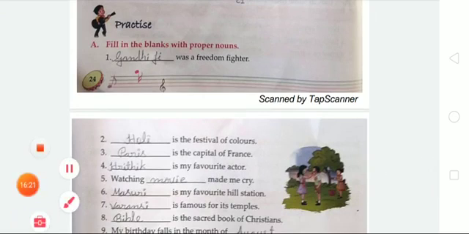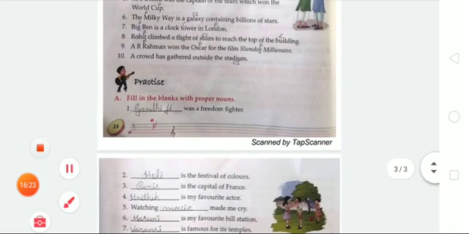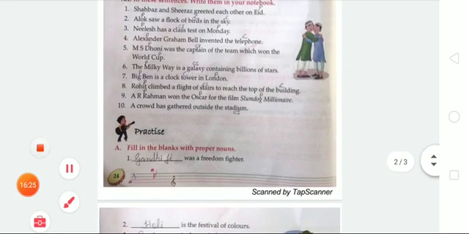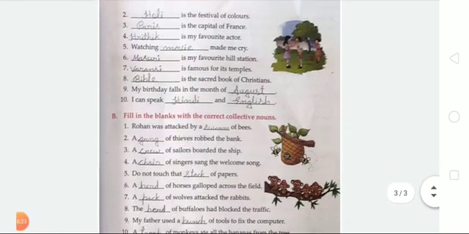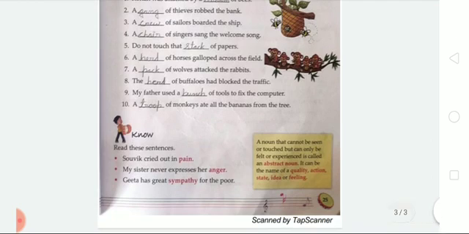Okay student, so that's it for today. I hope it is clear to you how you can complete these given exercises in your book and after that in your notebook. Okay student, so I will explain the next remaining exercises that are related to abstract nouns in my next video.